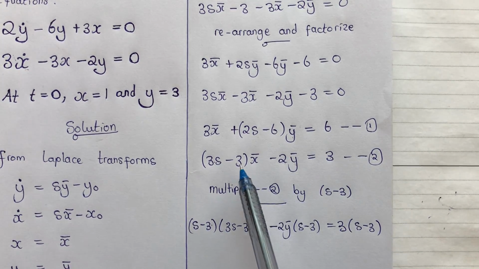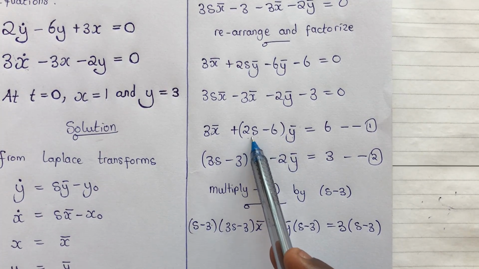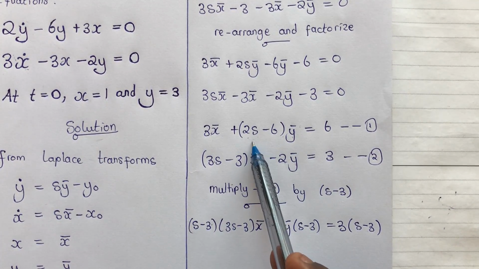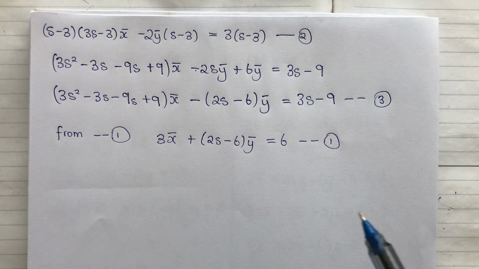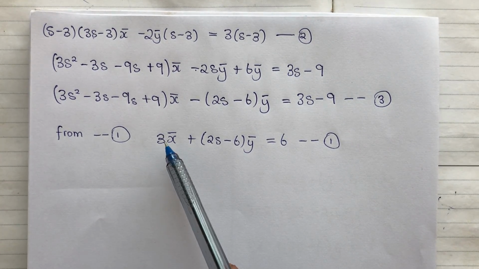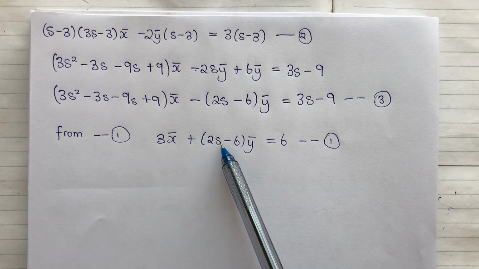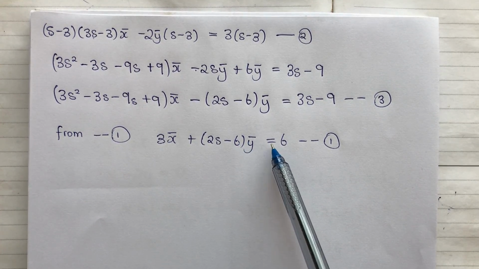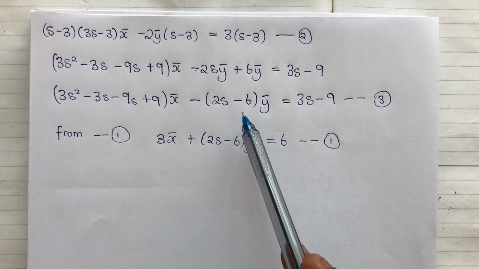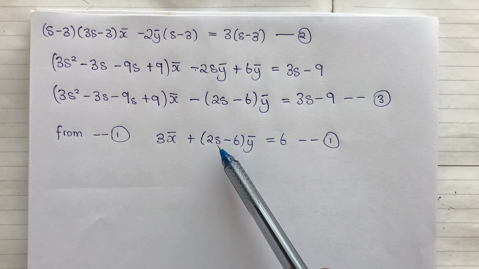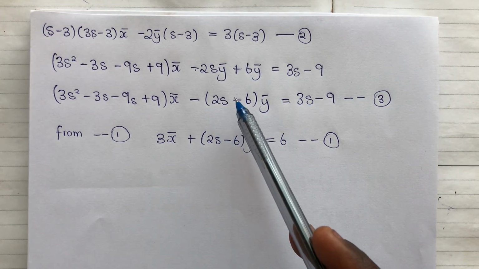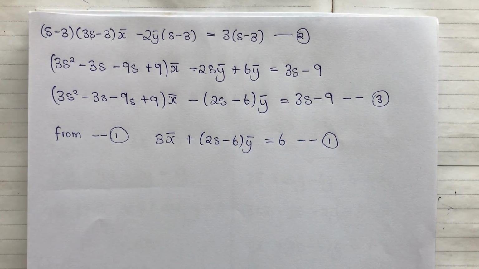Now when you look at equation 1, you see that we are having a similar thing in equation 3. Okay, so let's recall equation 1 and see what will happen. Now when you look at equation 1, we have 3x bar plus 2s minus 6 y bar equal to 6. You see this and this are now the same. The sign here is negative, the sign here is plus. So once we add these two parts of the equation, this side will be resolved to 0. Now do we get it?